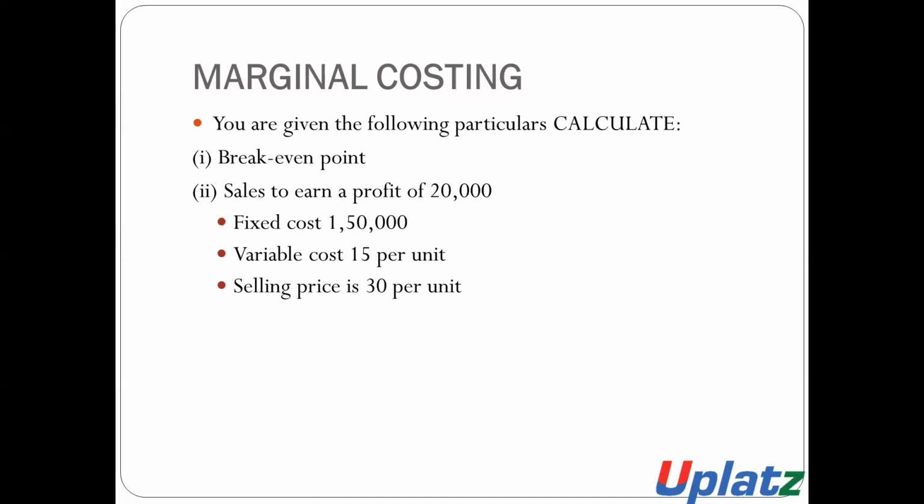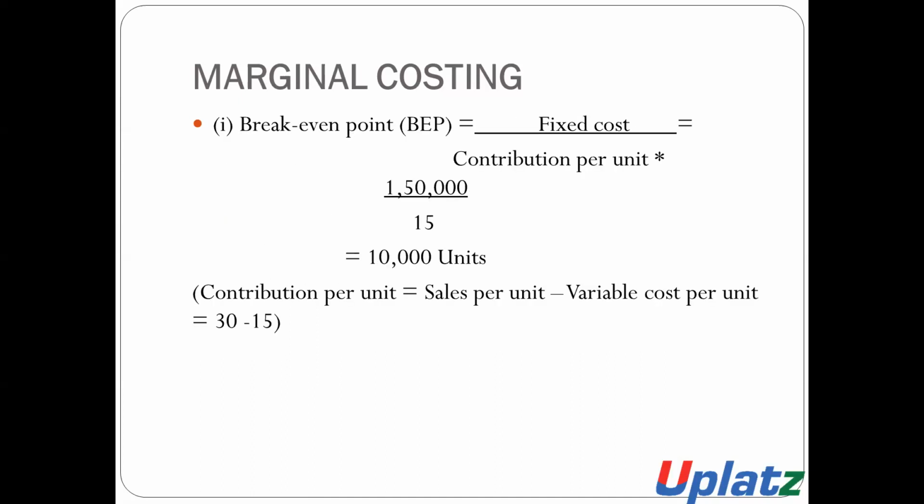And the fixed cost is 1,50,000, and the company wants to earn 20,000 rupees. Then what will be the break even point? The break even point will be fixed cost divided by contribution per unit. The contribution per unit will be sale price per unit less variable cost per unit.